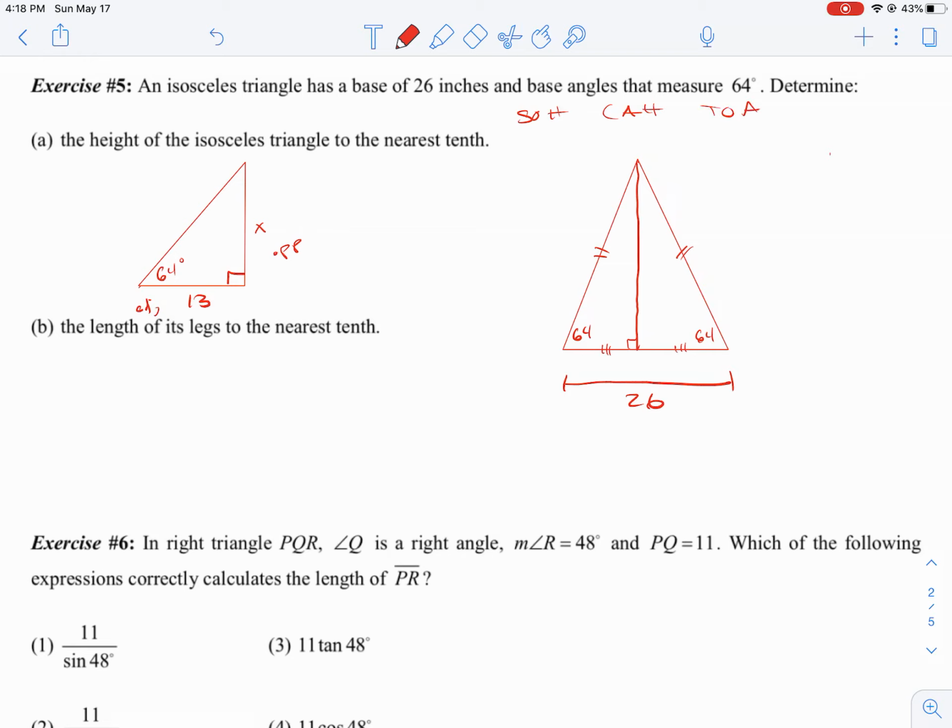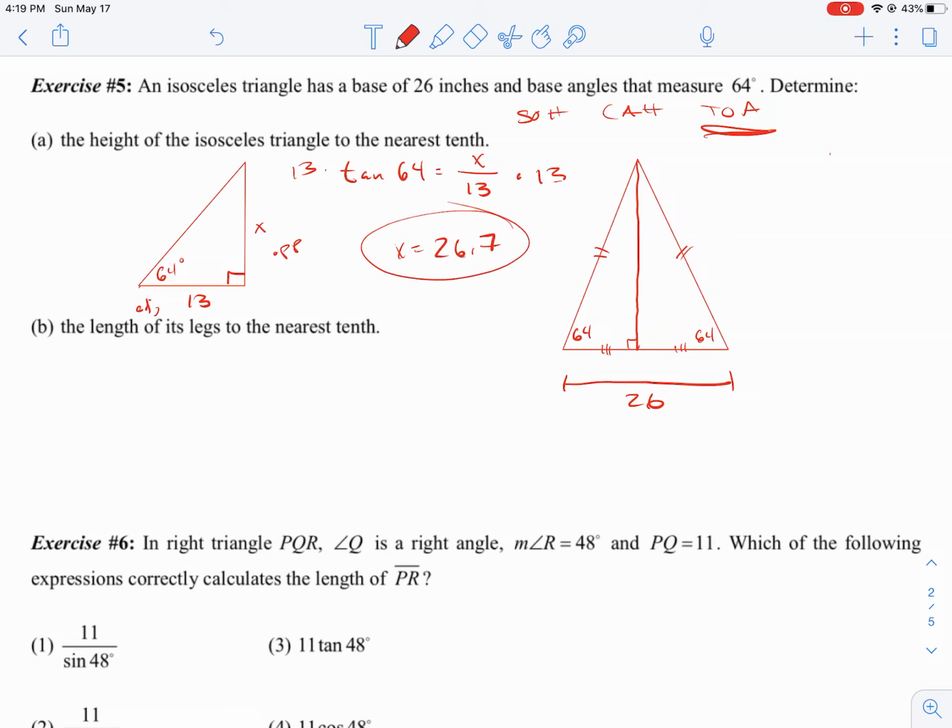So TOA. All right, we're looking for which trigonometric ratio involves our opposite and adjacent side. That's tan. So the tan of 64 is equal to x over 13. Multiply both sides by 13. You get x is equal to the tan of 64 times 13. Round it to the nearest tenth, so 26.7. That is our height.